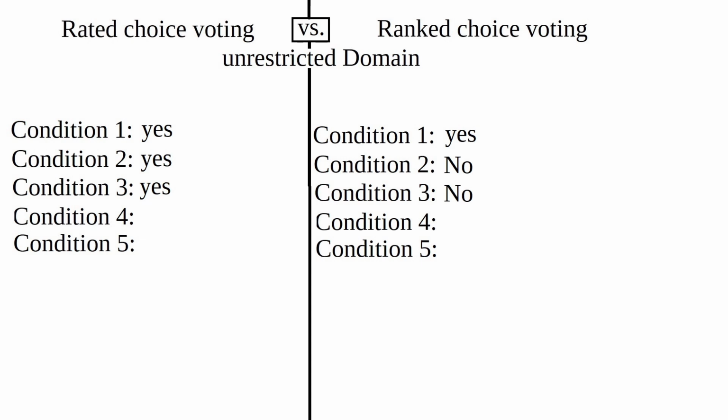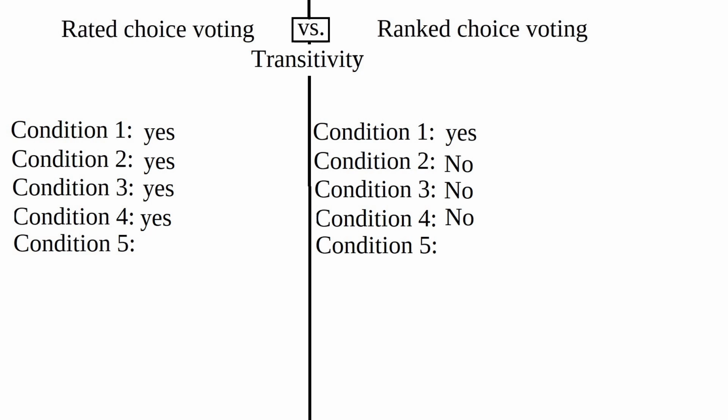Condition 3, unrestricted domain. From the sample election, we can quickly tell that rated choice passes, while ranked choice voting does not, due to its design requiring special elections that cast aside unwanted votes. Condition 4, transitivity. Rated choice voting passes. And now, I only really have the American political system to base this off of. But with the Electoral College in place, popular vote can be cast aside, and so it fails.